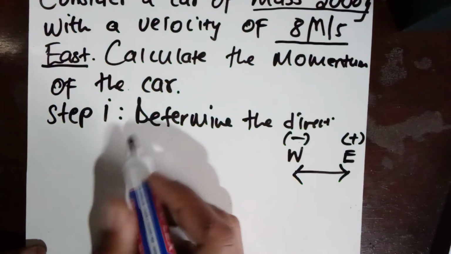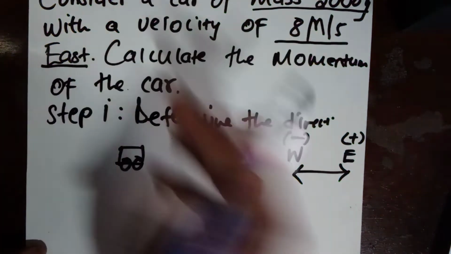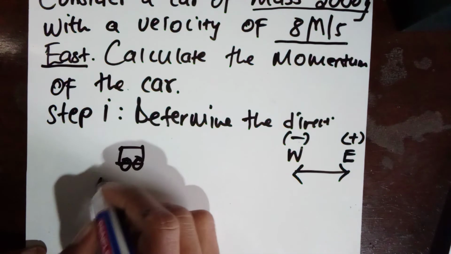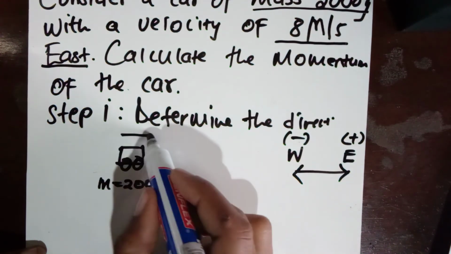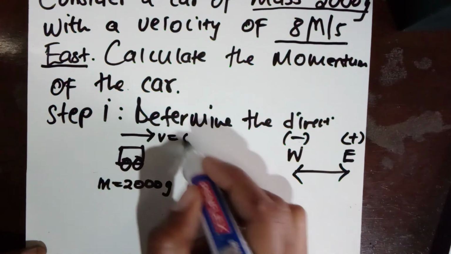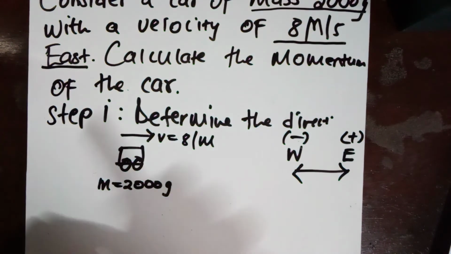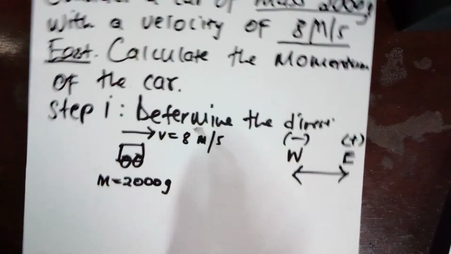And then we have this car. I like drawing schematics of whatever the question is saying. It helps me think. So this car, they say, with a mass of about 2000 grams, is moving at a velocity, and that velocity they're saying is 8 meters per second.